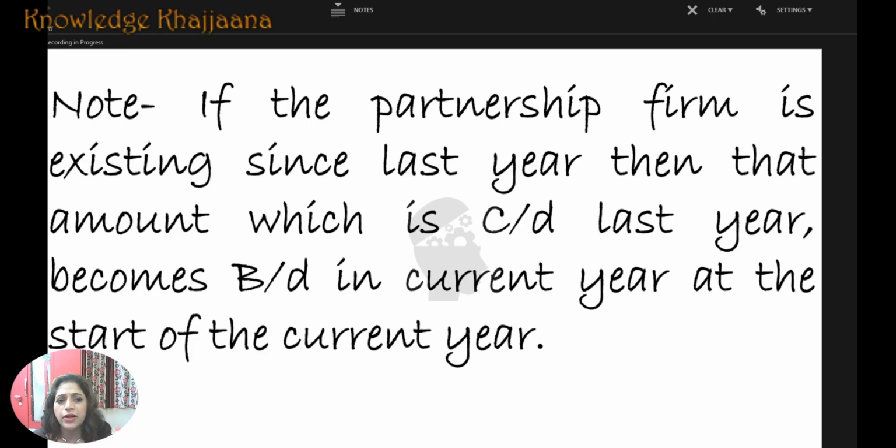If the partnership firm has been existing since last year, then the amount which was carried down last year becomes brought down in the current year, at the start of the current year, at the top, right by balance brought down.